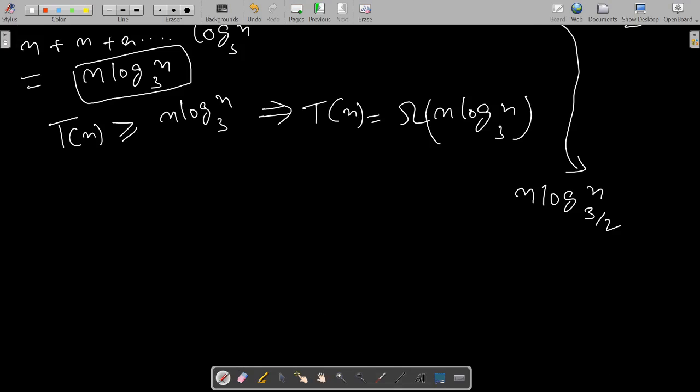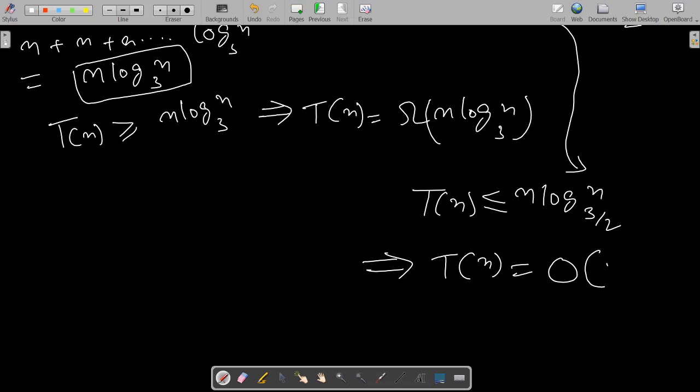Since these are the maximum number of operations, we can say that Tn is always less than or equal to n log n base 3 by 2. And from here we can define the asymptotic notation as Tn equal to big O of n log n base 3 by 2.